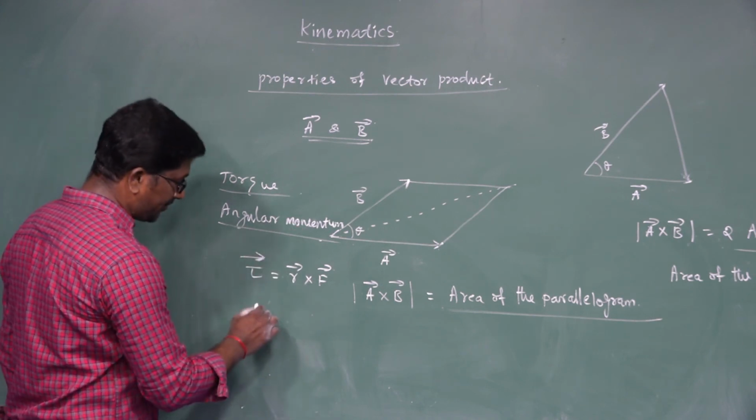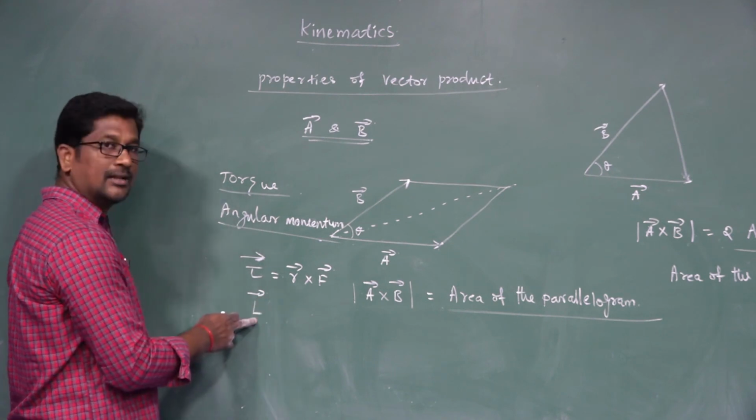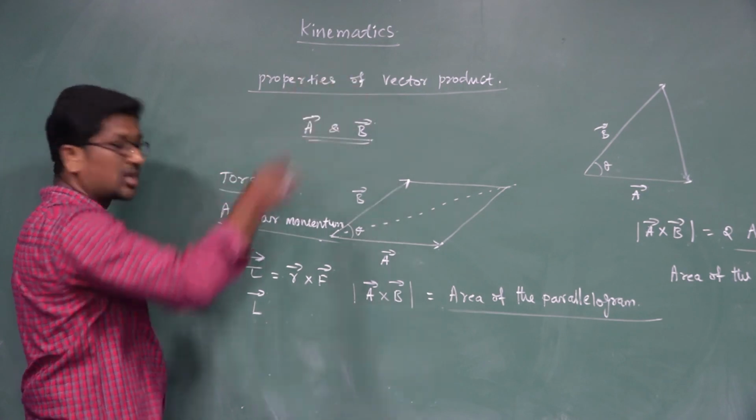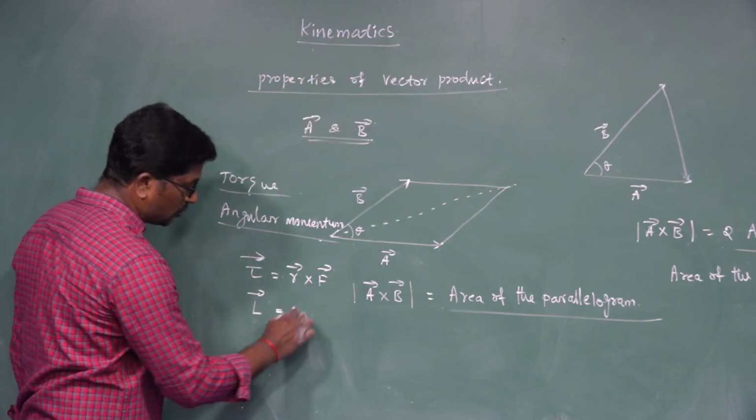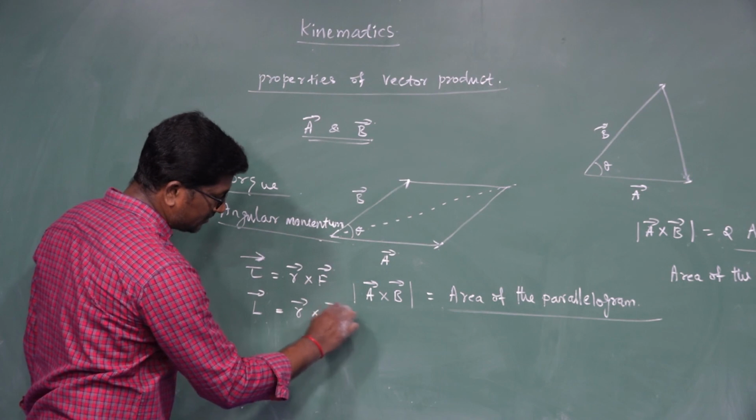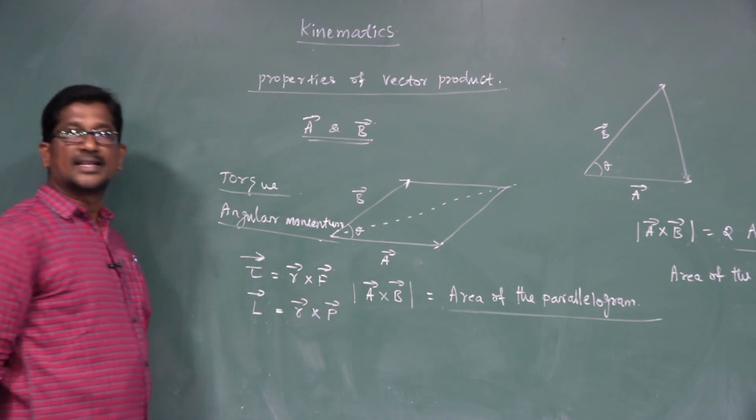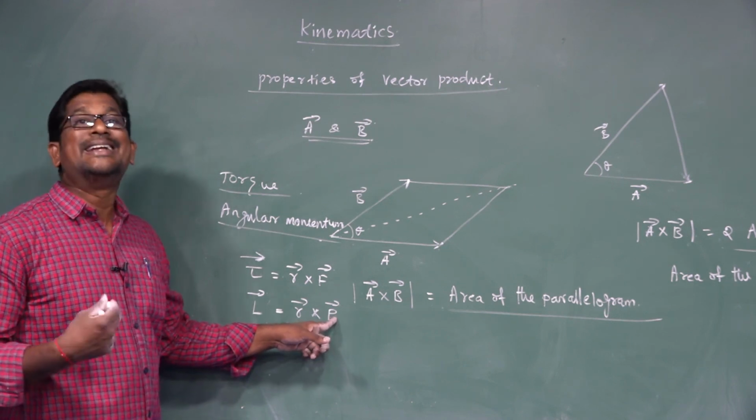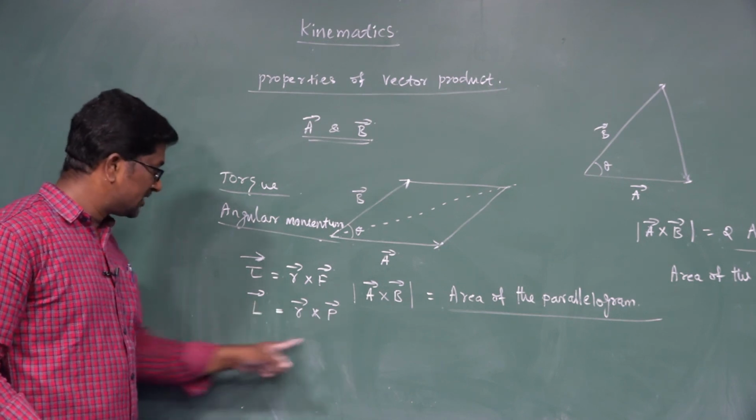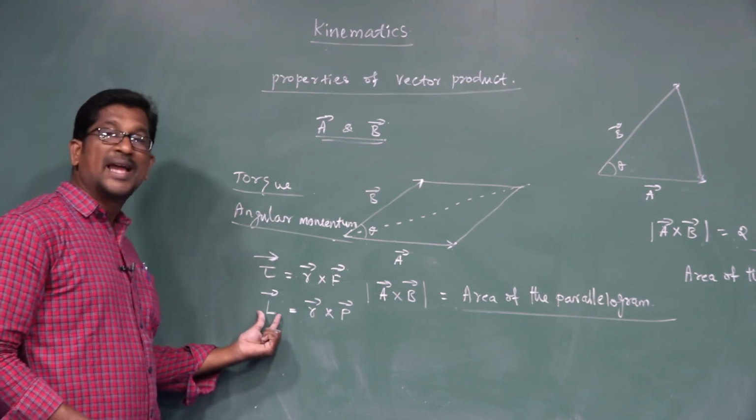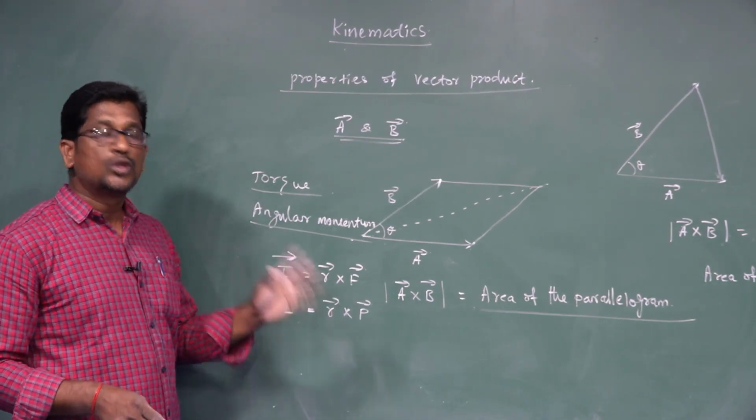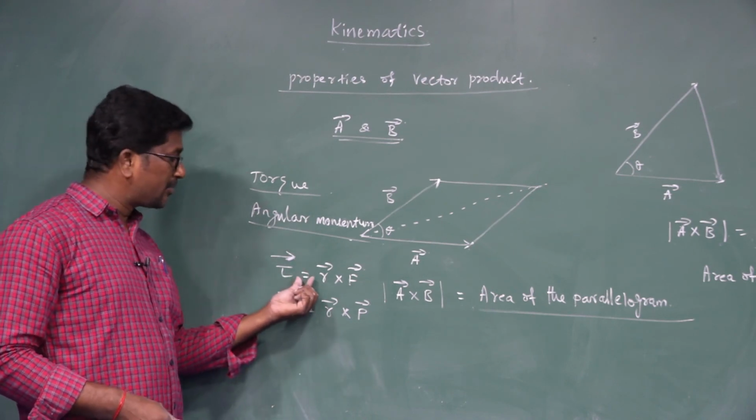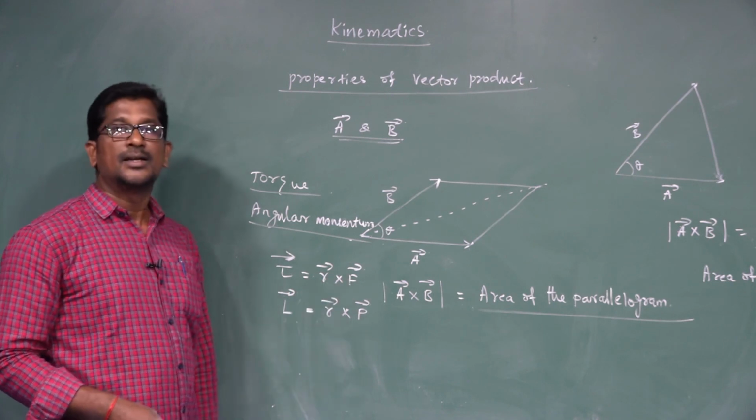Similarly, angular momentum is denoted by the letter L. Angular momentum is a vector quantity. It can be written in vector product form, that is L vector is equal to R vector cross P vector, where R vector is the position vector and P vector is the linear momentum. So in this equation it is clear that the direction of angular momentum is perpendicular to the plane containing R vector and P vector. The direction of torque is perpendicular to the plane containing R vector and F vector.